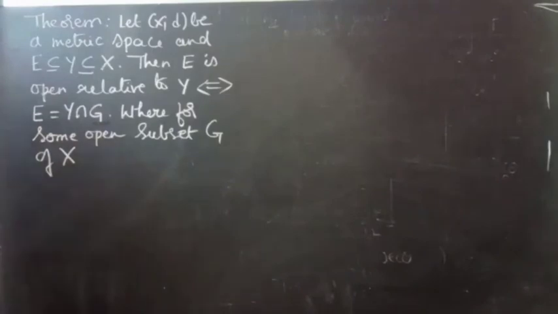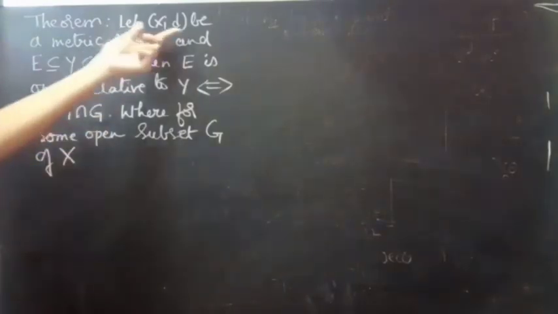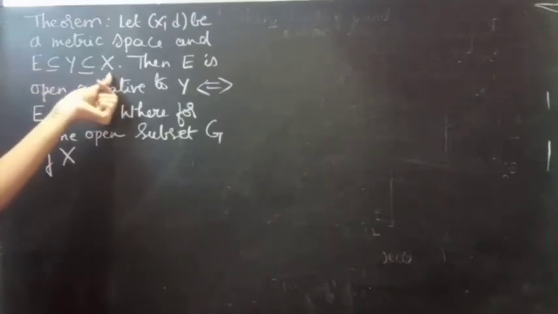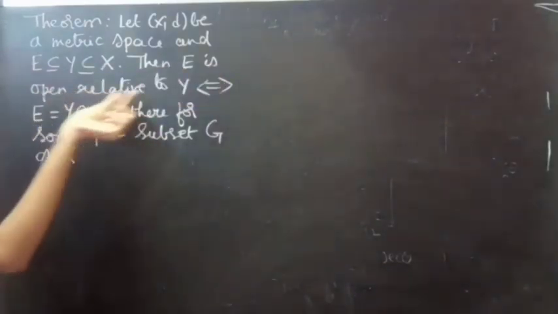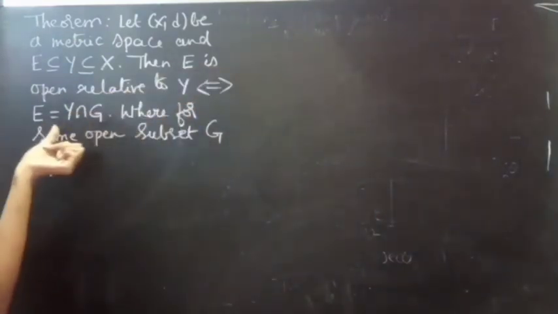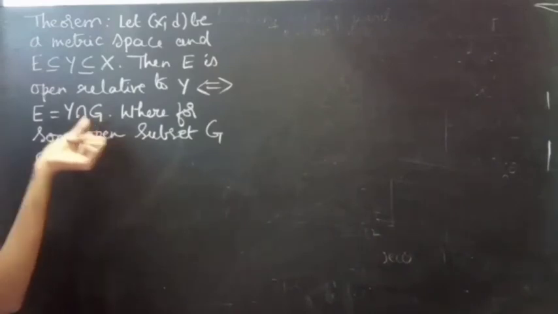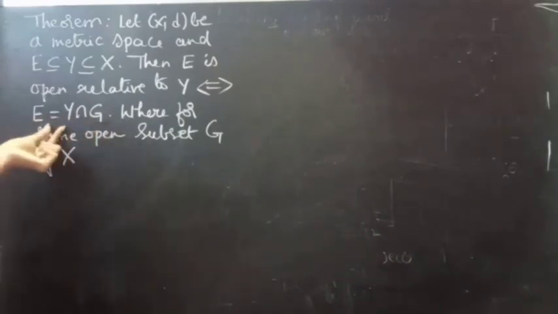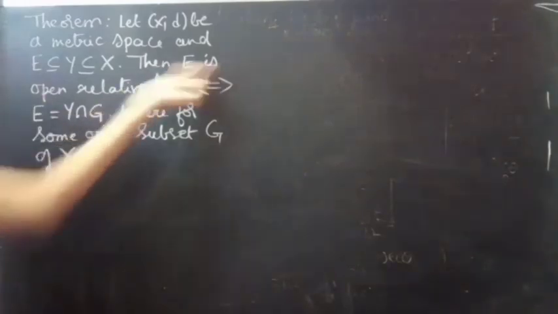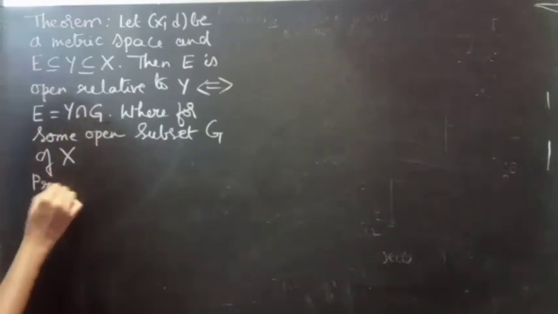Okay, so here we are given that (X, d) is a metric space and E is a subset of Y is a subset of X. We have to show that E is open relative to Y if E equals Y intersection G, and if E equals Y intersection G, then E is open relative to Y. Okay, so let's get started. Proof.